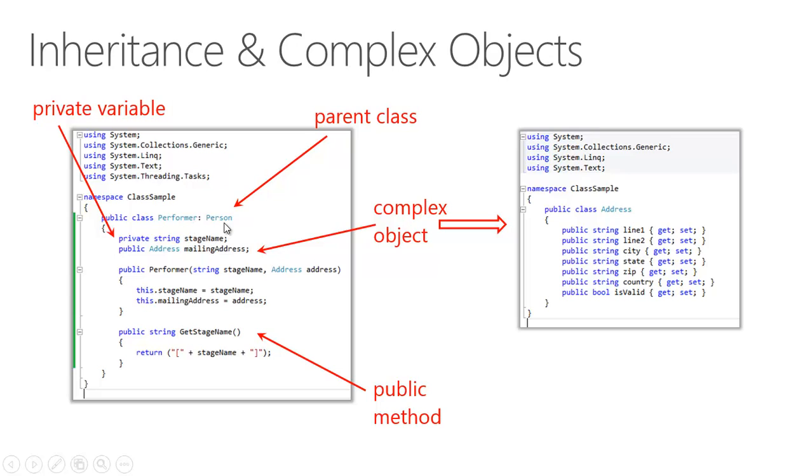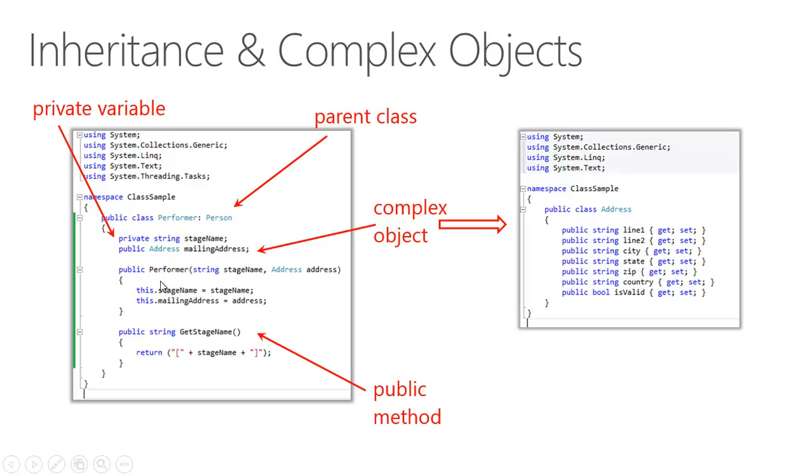Because performer is a person, a performer gets everything that the person class already has. Now, if you have different instance variables that are within the performer class, this is specific to performer. So every performer is a person, but every person is not a performer. We have two instance variables here called stage name and mailing address. Stage name is a simple string that is private. It can only be used inside this class. Mailing address is of type address, which we've defined here to the right. We'll get to that in a few seconds.